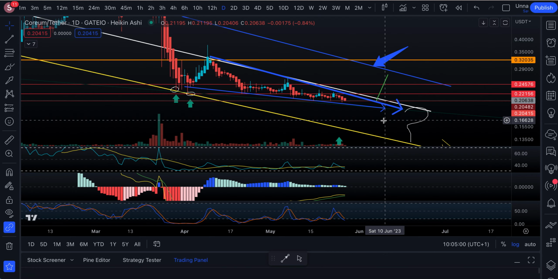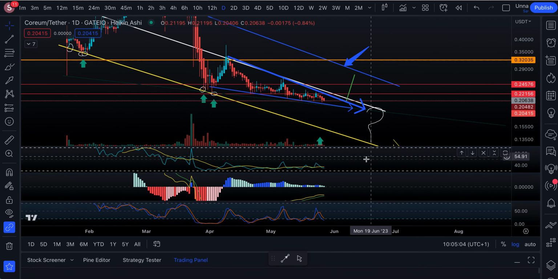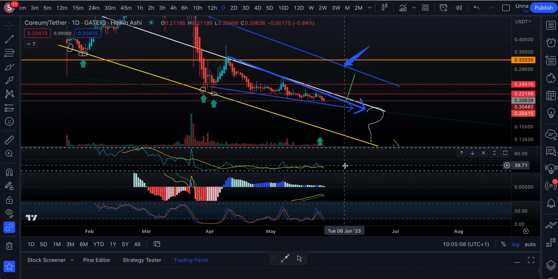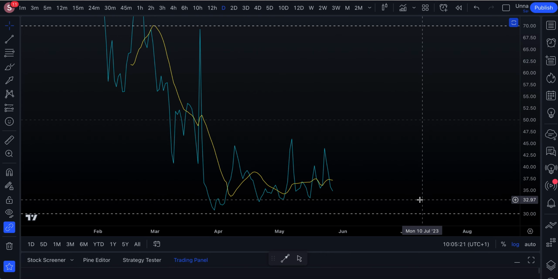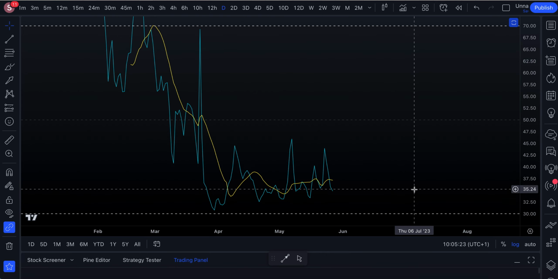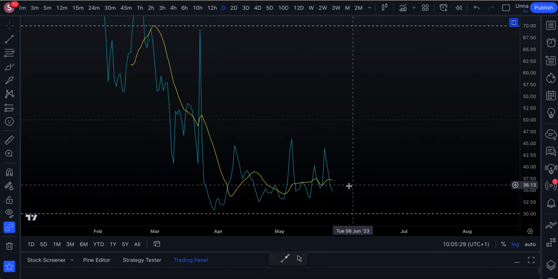And if we look at our indicators on the daily, we can see we're in oversold territory on the RSI. On the RSI, we're at 34. We could come down to 30, but we're oversold.